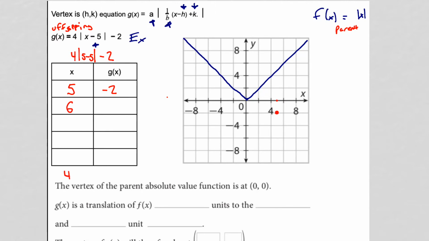If I take 4 times the absolute value of 6 minus 5, minus 2, well, 6 minus 5 is 1, and 4 times 1 is 4, and 4 minus 2 is 2. So the next point on my graph is at (6, 2). Okay, so far so good.